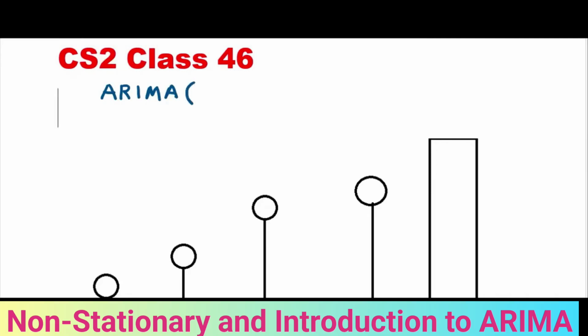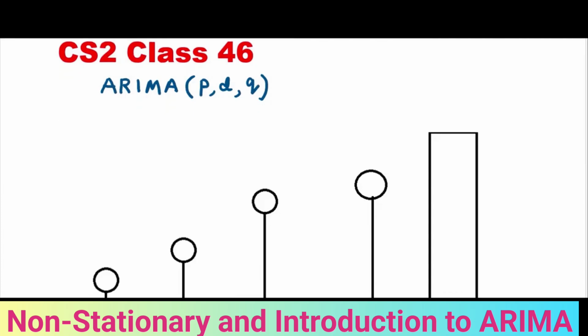We'll discuss the ARIMA model today. And here, these are the parameters P, D and Q. This is ARIMA and this is one form of non-stationarity. There is an integrated effect. Let's consider this example.